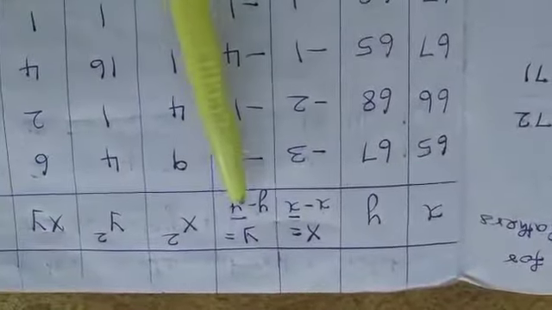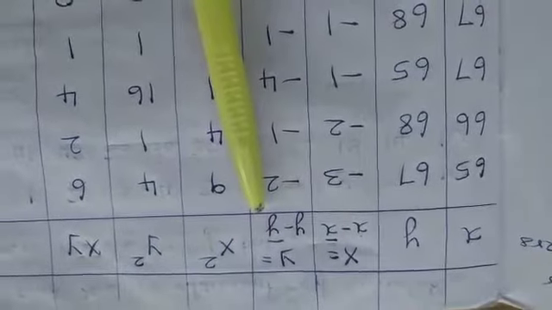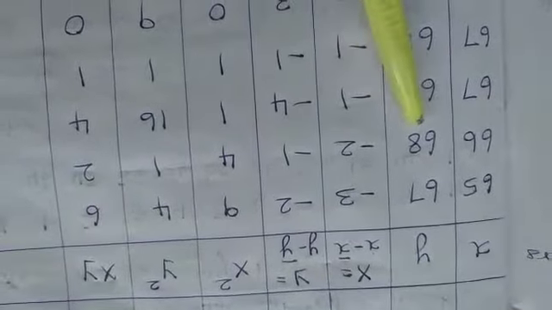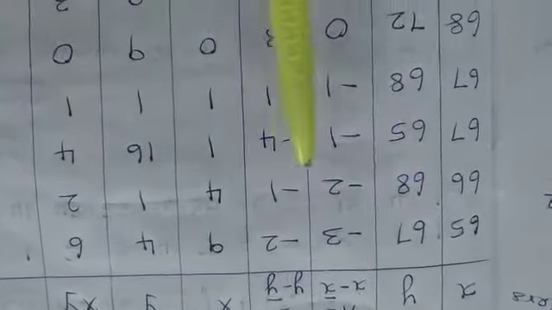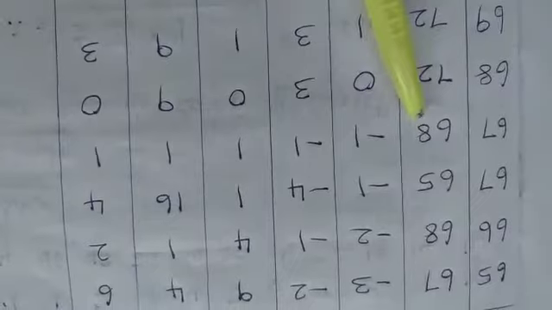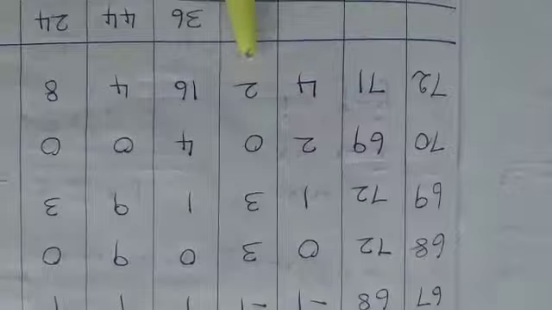Similarly, you have to find capital Y. So capital Y is y minus y bar and y bar is equal to 69. So 67 minus 69 is minus 2, 68 minus 69 is minus 1, 65 minus 69 is minus 4, 68 minus 69 is minus 1, 72 minus 69 is 3, 72 minus 69 is 3, 69 minus 69 is 0, 71 minus 69 is 2.